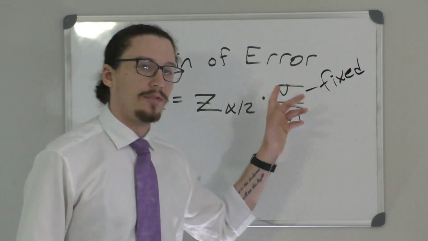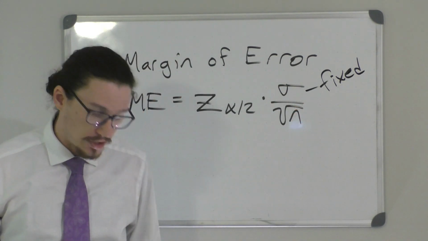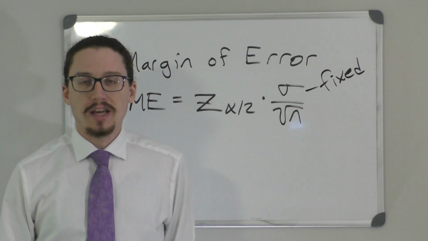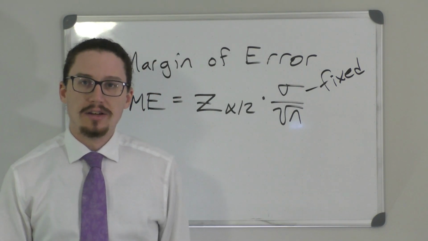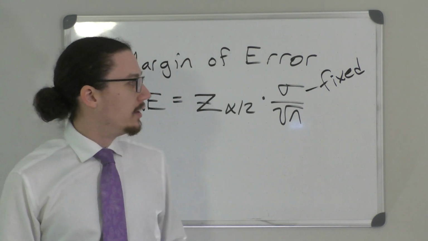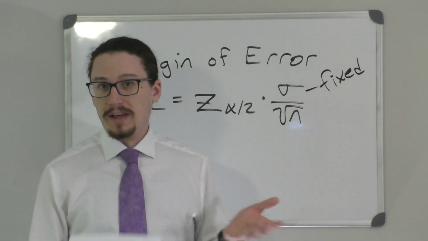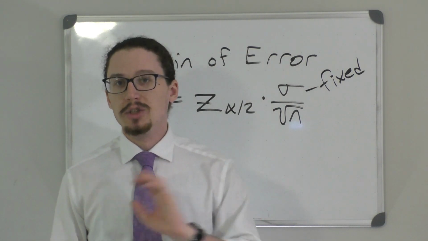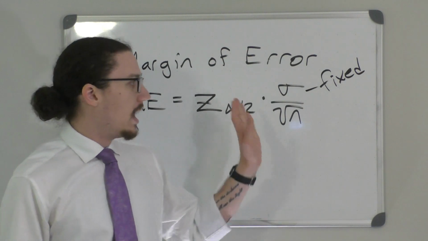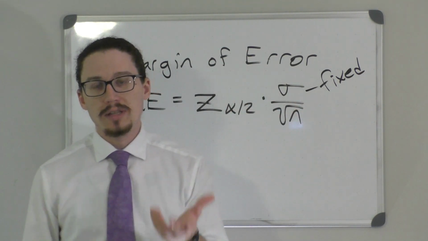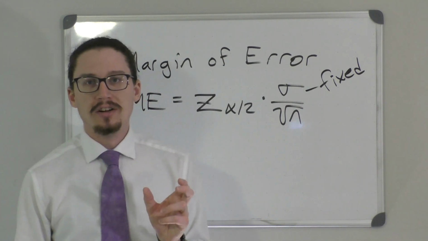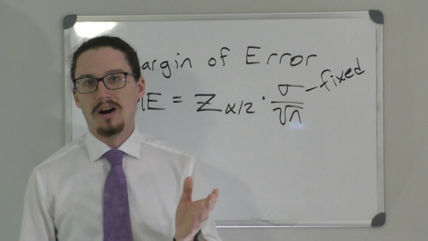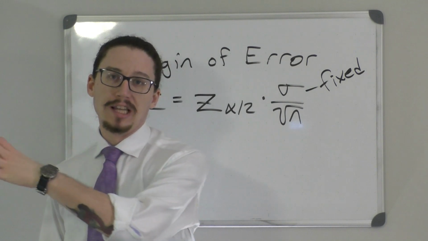All right, this is especially true about the population standard deviation. The population standard deviation is fixed. We might not know what it is, or even if we do, it's a single number. It is what it is. You cannot change that. That's the same for the sample standard deviation as well. Once you've got that sample standard deviation, it is what it is.